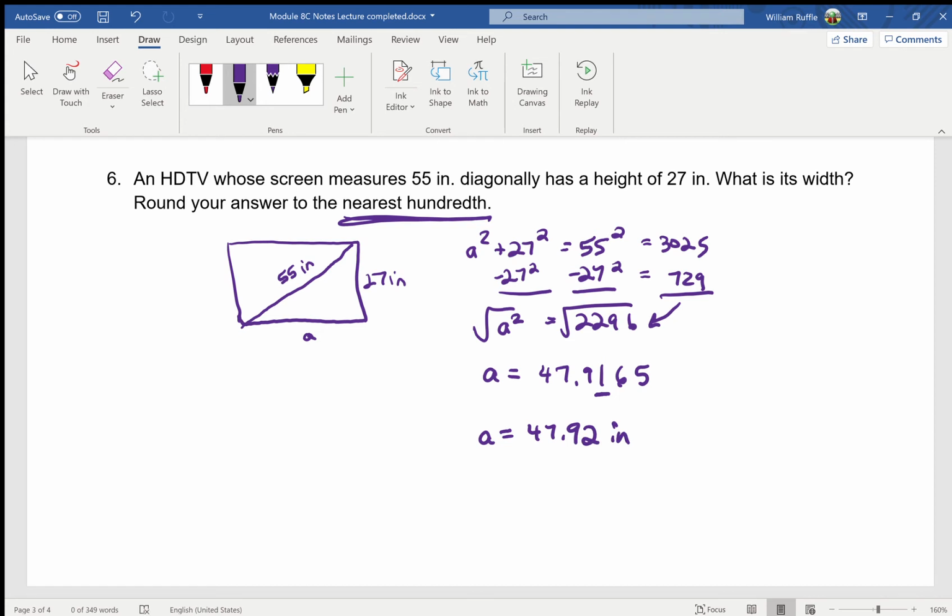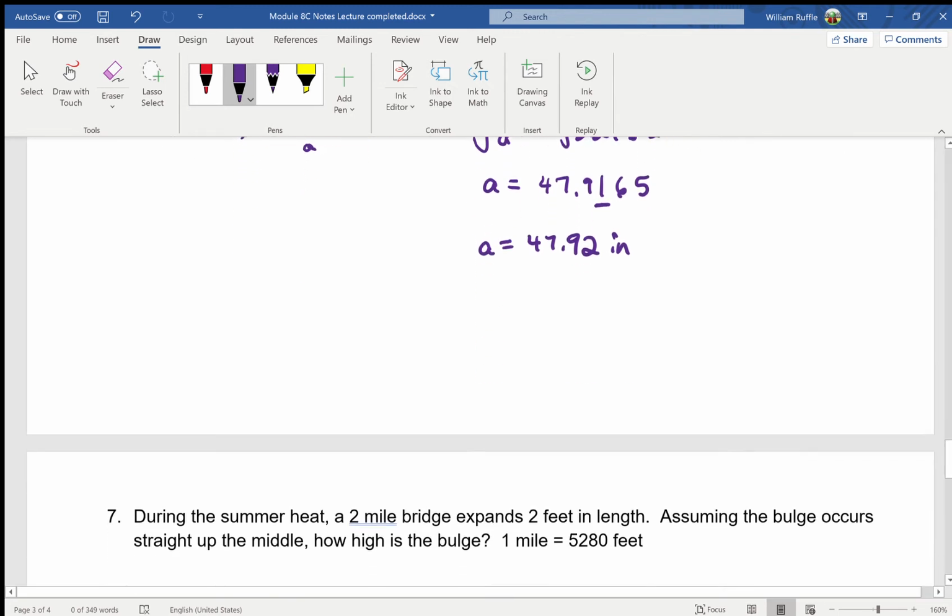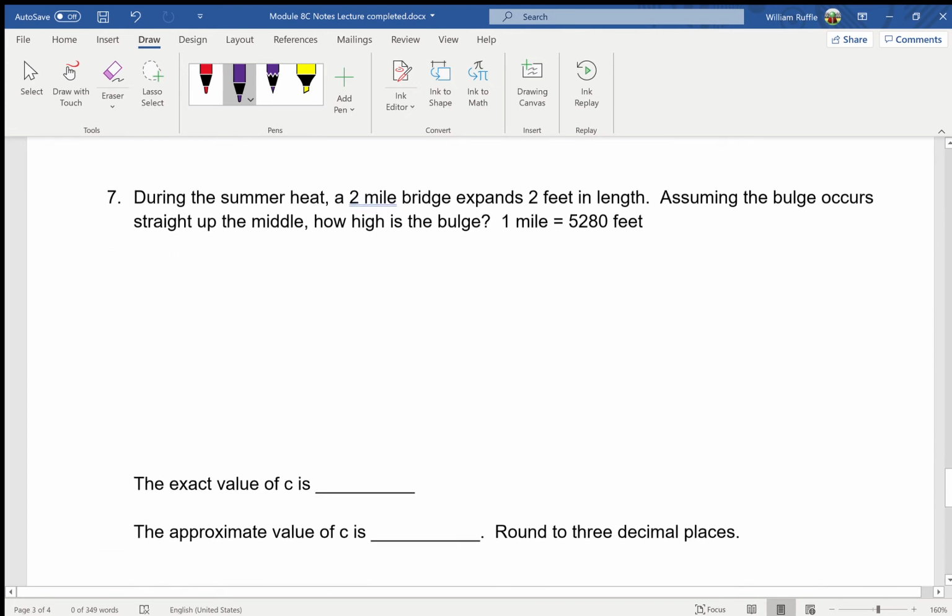Alrighty, so that's that one. Again, that's not too bad of one. Again, it's Pythagorean theorem. And this has got to be one of the weirdest questions. The numbers get crazy big on this. They give you the conversion 1 mile equals 5,280 feet.